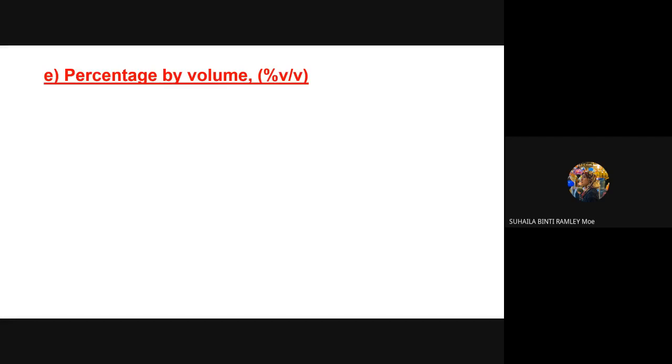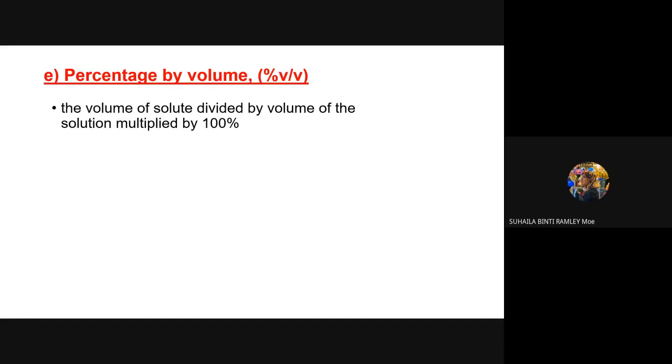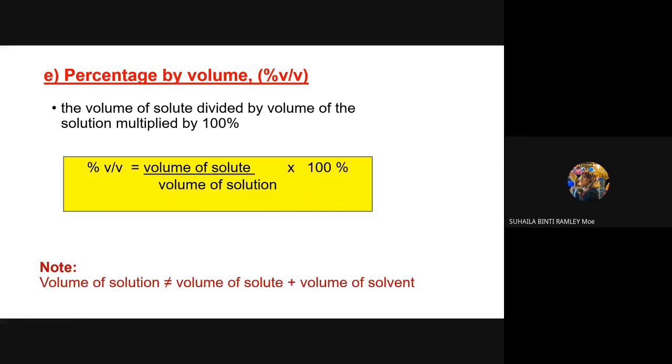Okay, percentage by volume, percent V over V. So the volume of solute divided by the volume of the solution multiplied by 100. Same as before, except this one is in volume. Okay, now we have this note: the volume of solution is not equal to the volume of solute plus the volume of solvent. This only works for mass, where it can be equal.